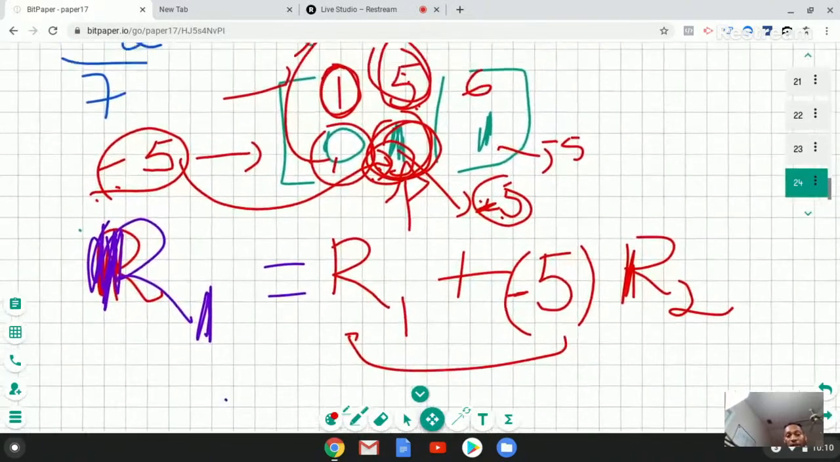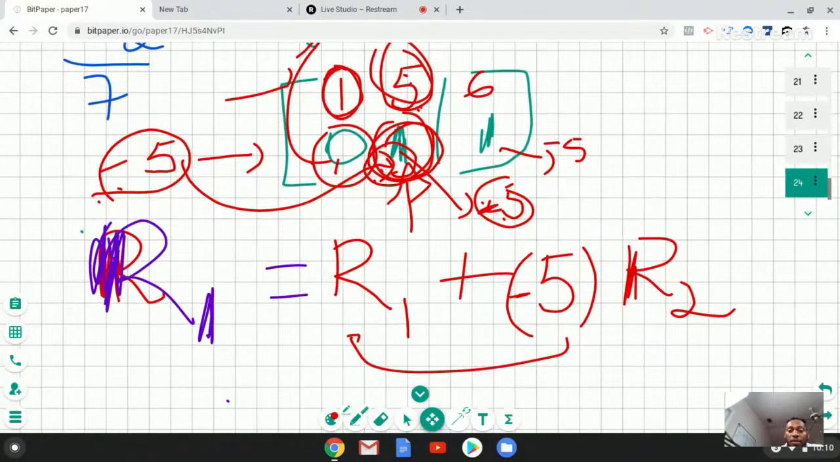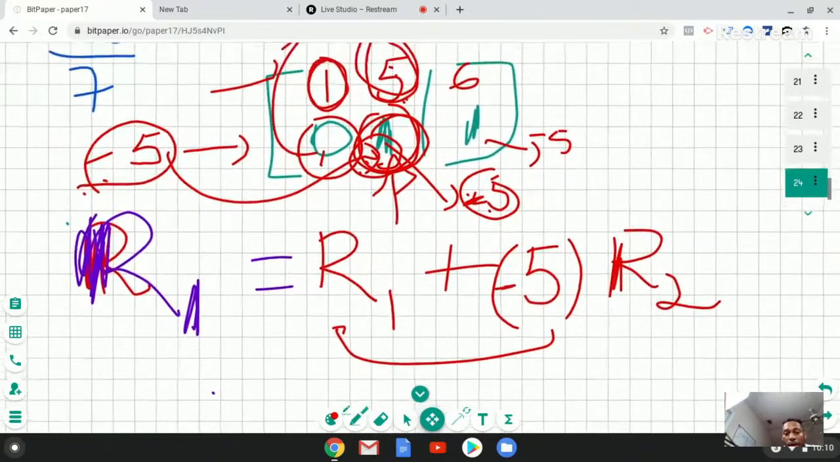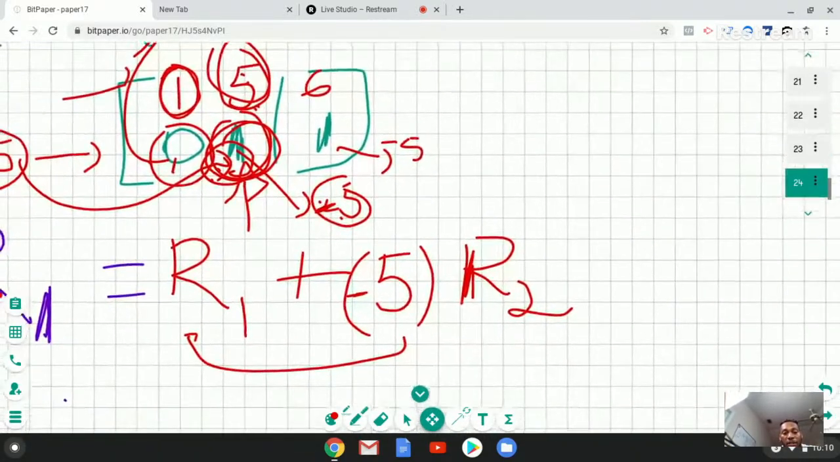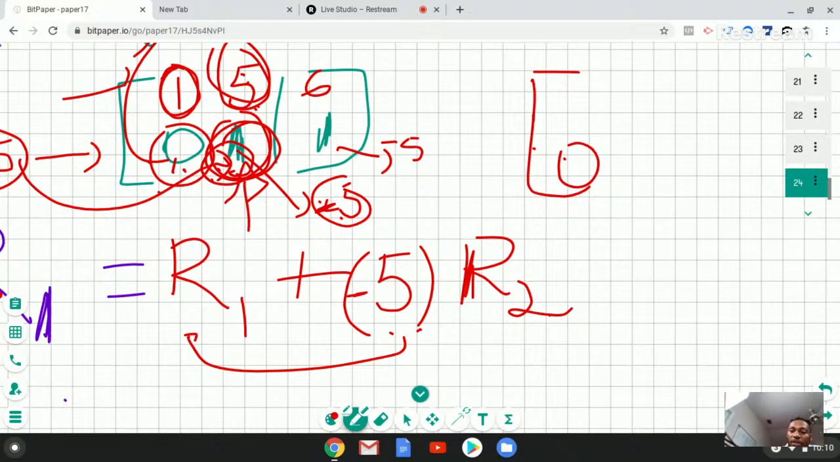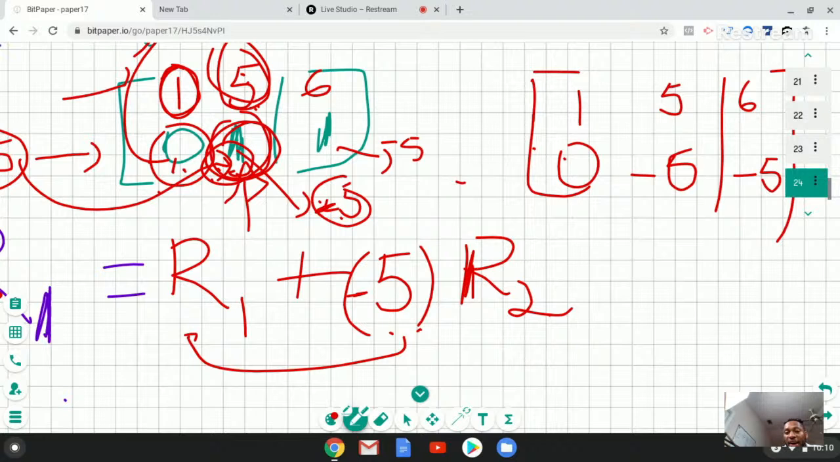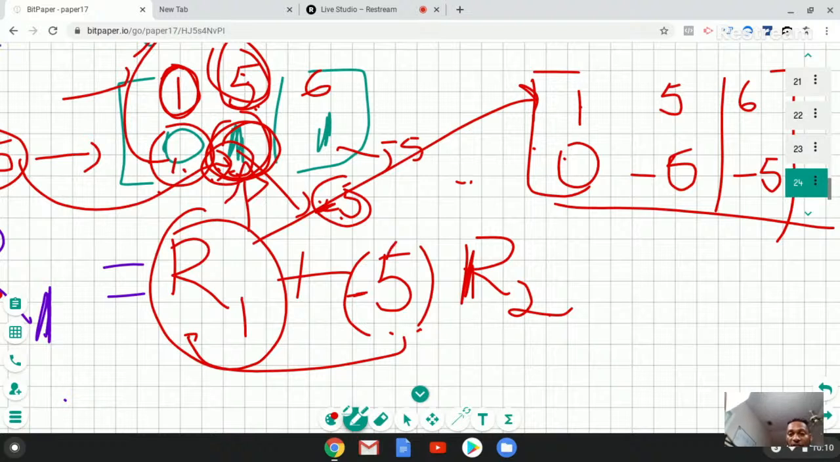Let me do it one step at a time so you understand what I'm doing. So row 1 is going to be row 1 plus -5 times row 2. This entry is going to be 0. This entry is going to be -5. This last entry is going to be -5 again. And row 1 was 1, 5, and 6. So this is -5 times row 2. This is row 1, and I'm going to add them up.